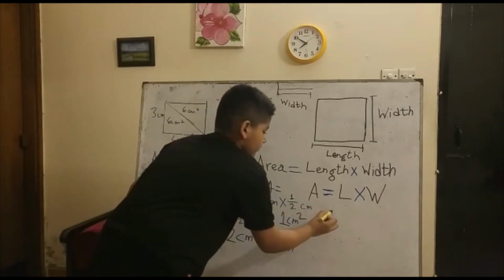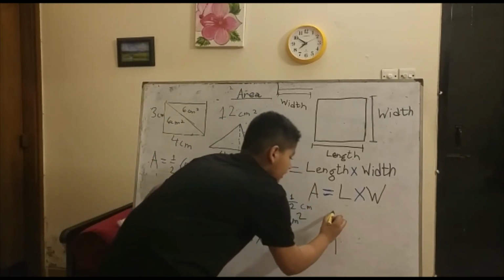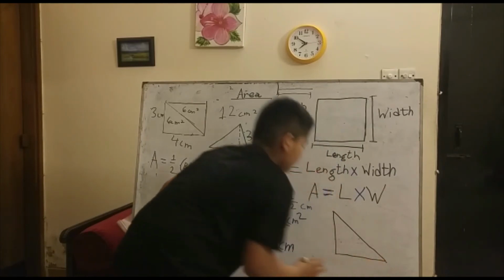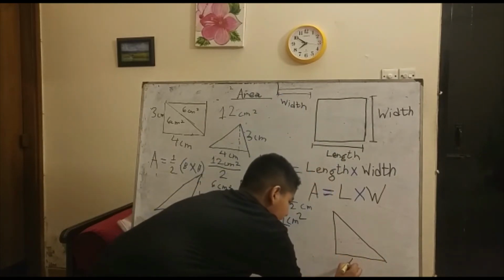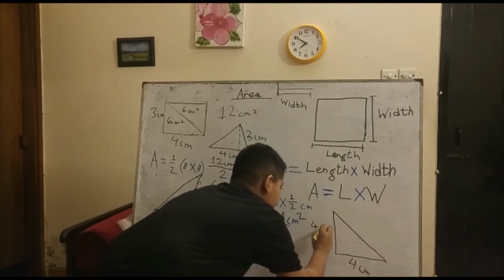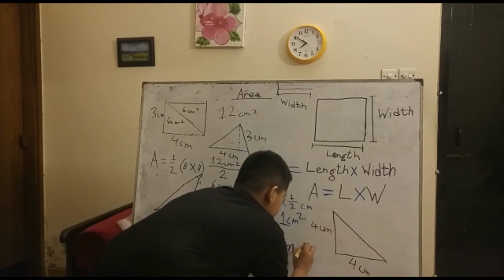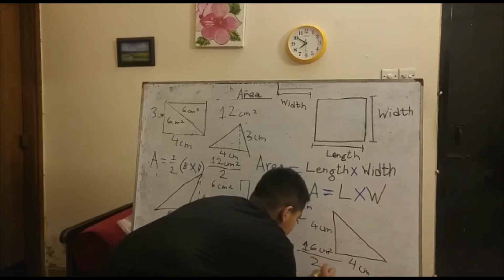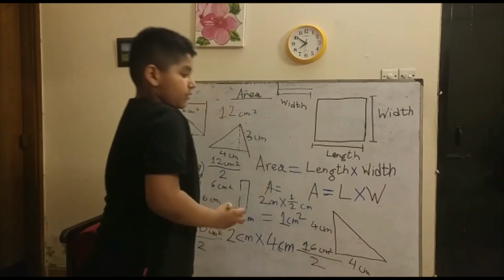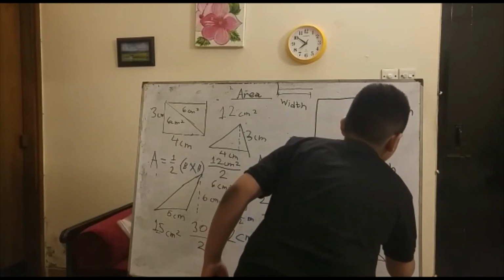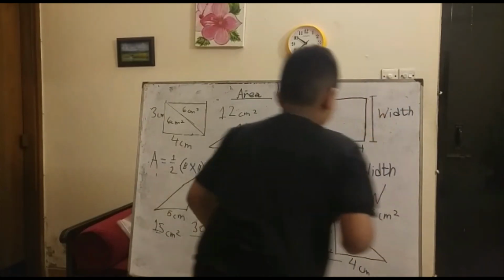Now let's try a right angle. I'm almost done. That has lengths like 4 centimeters and 4 centimeters. So we get 16 centimeters squared. Divide that by 2 and we will get 8 centimeters squared.